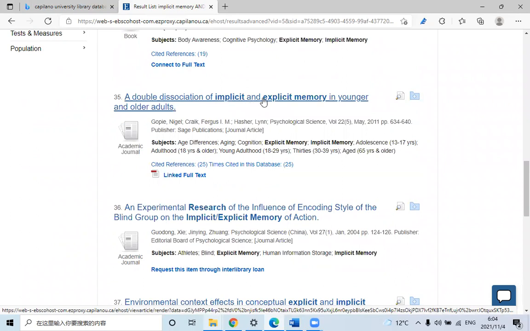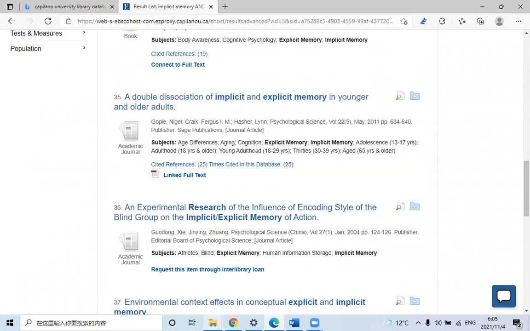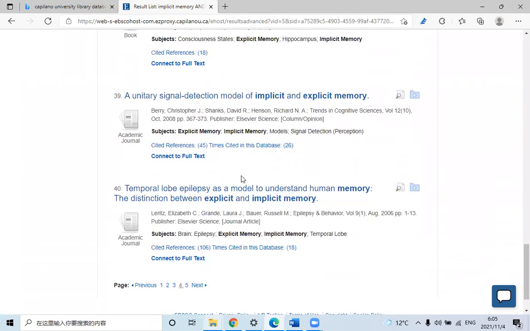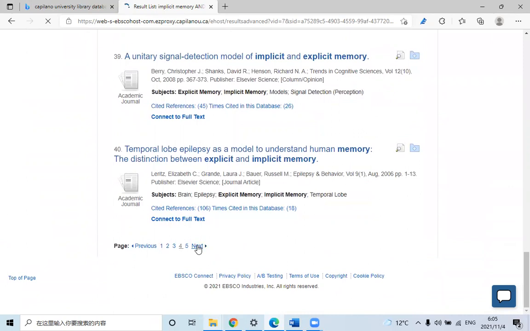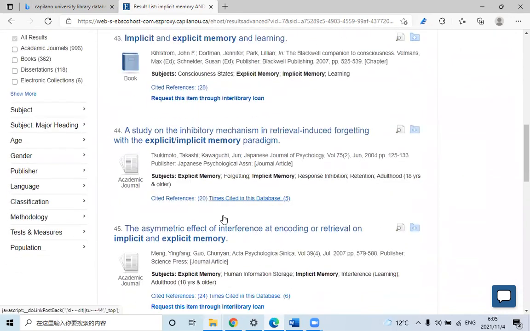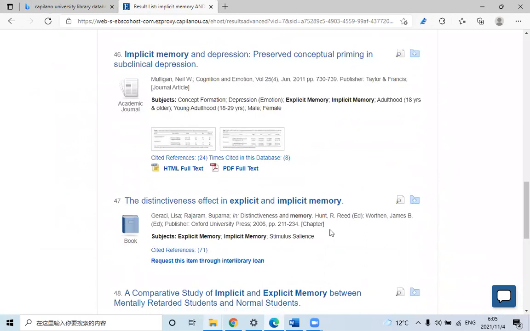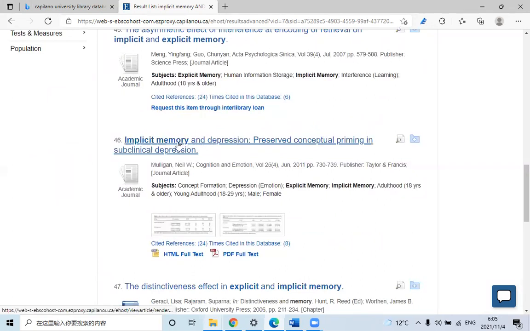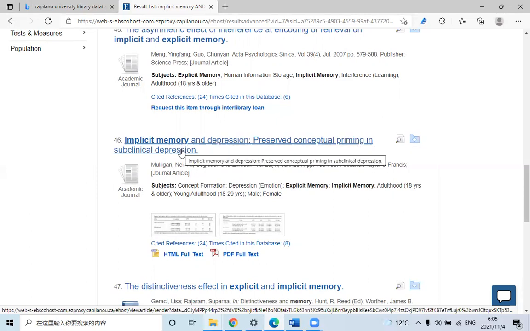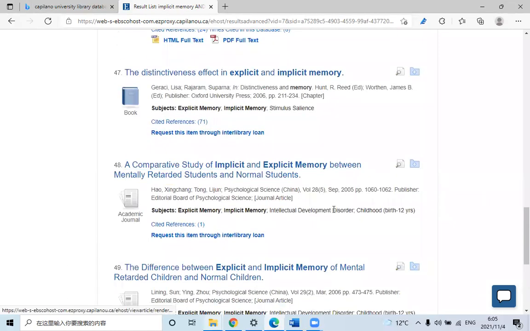A double dissociation of implicit and explicit memory in young and older adults. Sounds really interesting. You browse the titles and you look into the ones that you find really interesting. And there's also a lot of research about implicit memory and depression, anxiety. Those might be worth looking into if you're interested in depression, anxiety, and how memories influence those conditions.